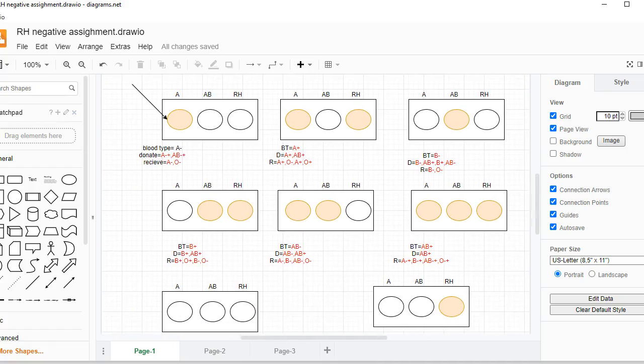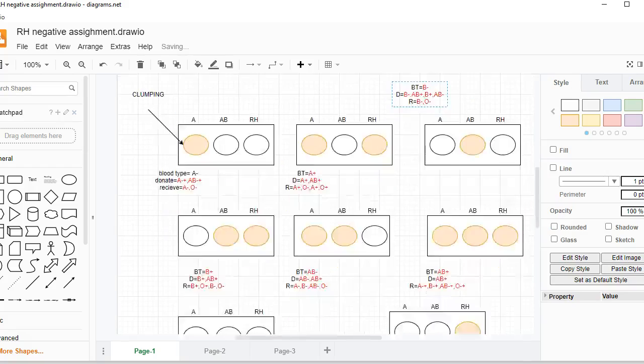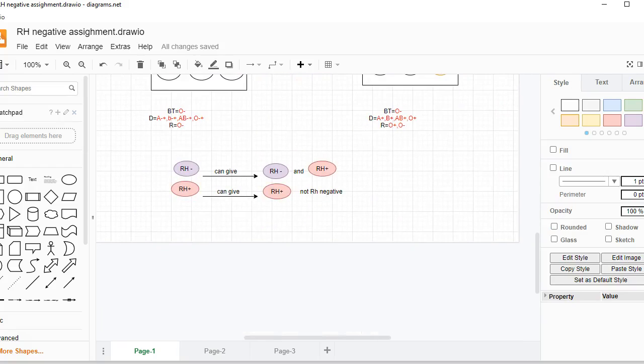So this is when we go to the details. This pinkish thingy I tried to draw is to say it's a clumping. If you see the clumping, that means that's the blood type. Just like this first one, it looks like it's blood type A, so we don't have anything on B and RH, so it's A negative.